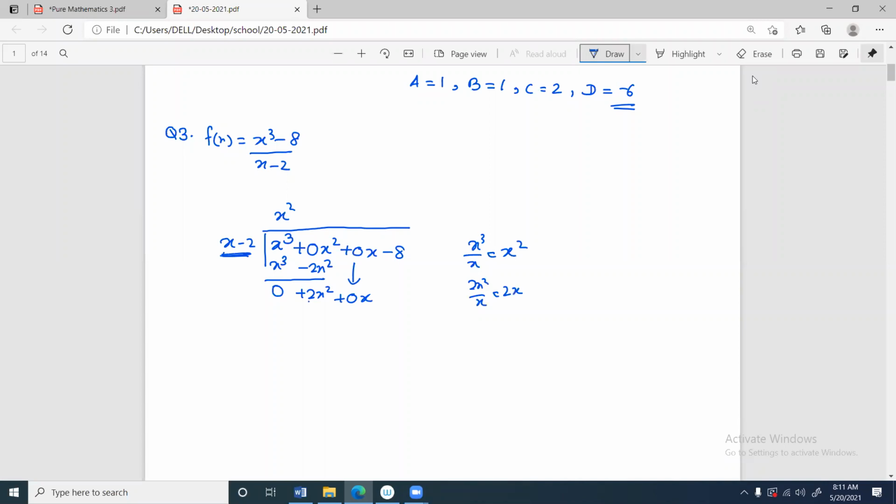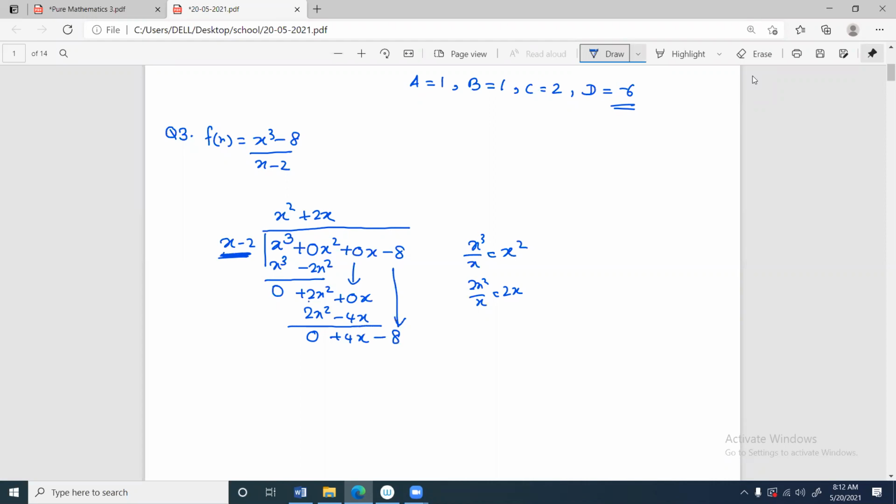It's plus 2x. Then multiply this entire expression with 2x. 2x into x is 2x squared. 2x into minus 2 is minus 4x. If you subtract it, what you get here is 0, and plus 4x minus 8.